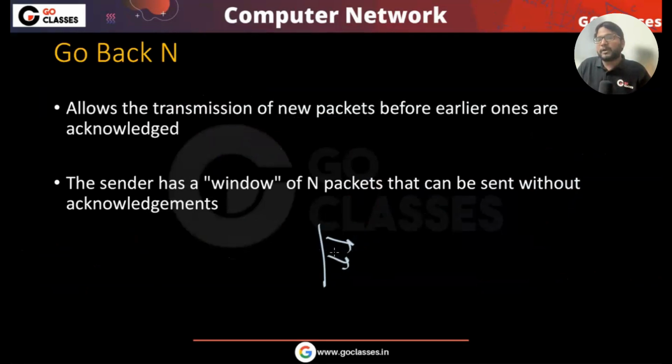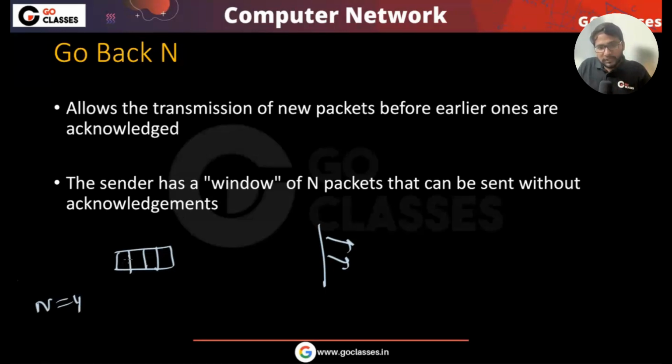You can send this packet also. Okay. So you allow the transmission of new packets before the earlier ones are acknowledged. The sender has a window of n packets that can be sent without acknowledgement. Which means if you have a window of, let's suppose, n equal to 4, then how many packets can you send without getting acknowledgement of anything? So you can send 4 packets.